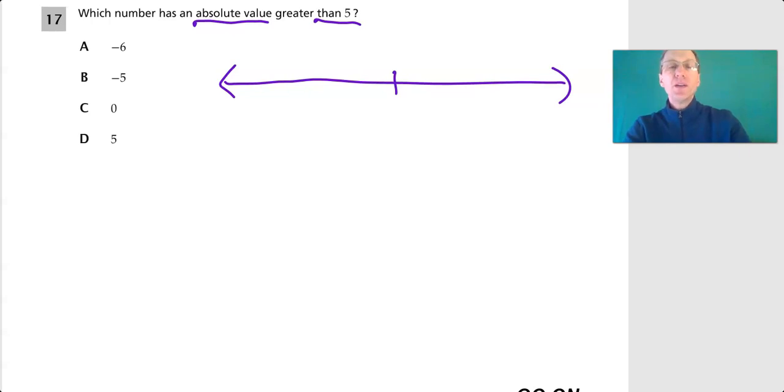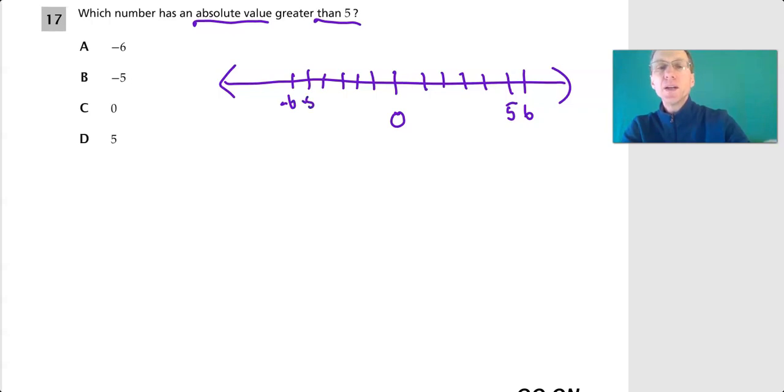The term absolute value simply means how far a number is from what? Do you remember? All it means is how far it is from 0. So if we come out here and go 1, 2, 3, 4, 5, 6, we have the number 6, the number 5. Back here we have negative 6, negative 5, negative 4, negative 3, negative 2. I won't put all of them in there.